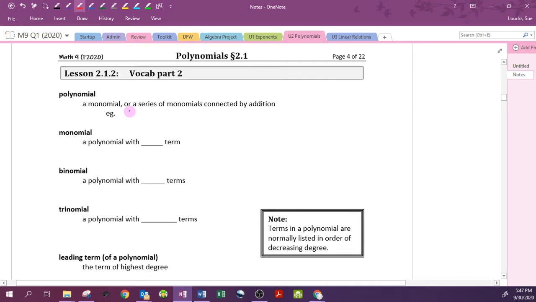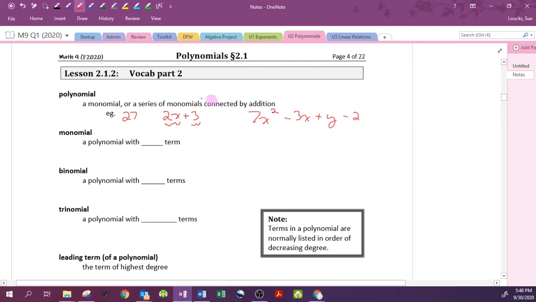All right, so for example, 27 is a monomial. It's also a polynomial. Okay, or I could have 2x plus 3 because my 2x is a monomial and my 3 is a monomial, and those are connected by addition. Now, here's another one. 7x squared minus 3x plus y minus 2.